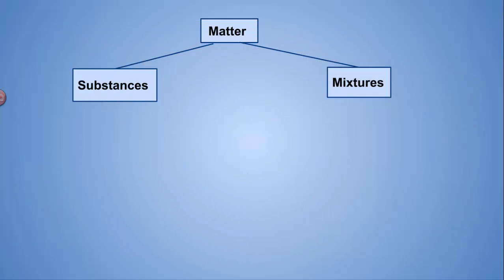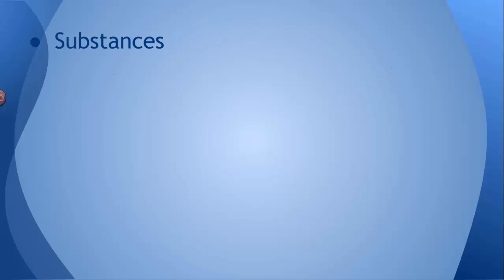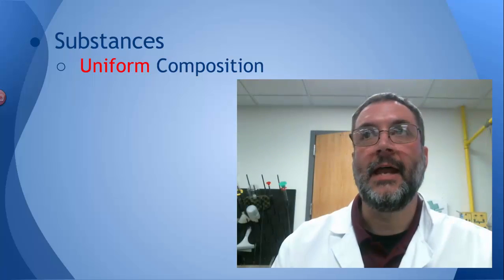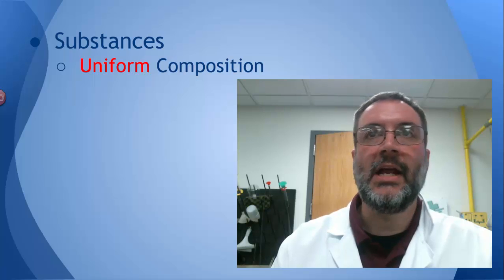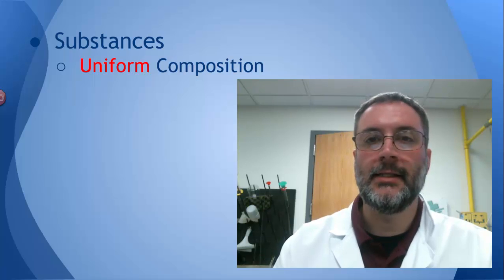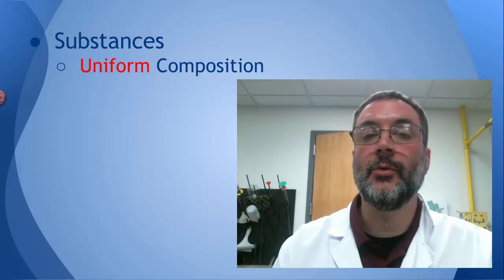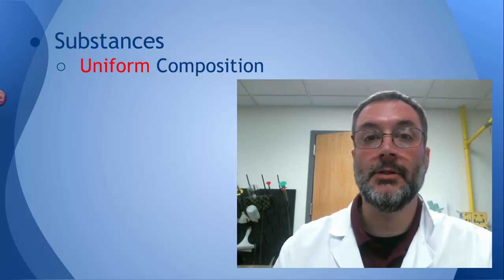You'll need it. So what do we mean by substances and mixtures? Let's take a look at the difference between those. So substances have what are called a uniform composition. That means that any sample of a substance anywhere in the universe will look exactly the same. It will have the same composition. It will be made of the same kinds of particles.